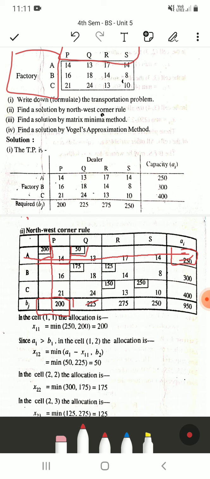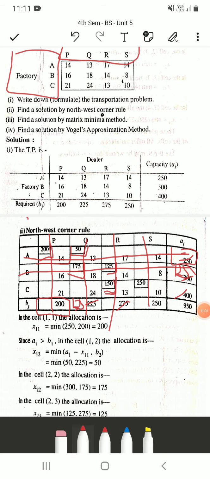Here it is 175 because 225 minus 50 is made. For this cell again check which is minimum between 175 and 300. So we are assigning 175. Dealer Q requirement is completed. So it is 125 now. Now check between 125 and 275, whichever is minimum you enter in the box. So this value is completed. So 275 minus 125 is 150. So 150 and 400, the minimum is 150, allocated here. So this one is completed, and you're remaining with 250 over here. So the last box is 250.